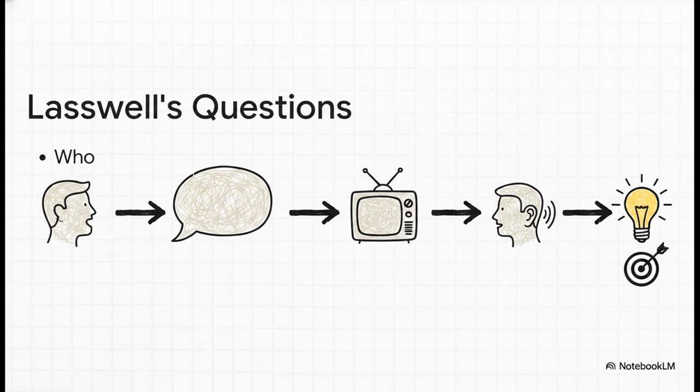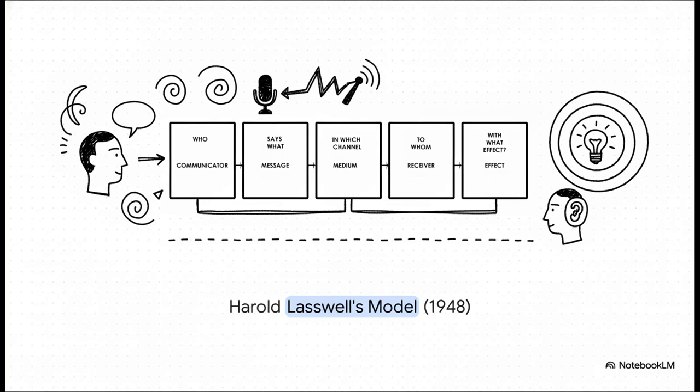Just answer 5 key questions. Who is speaking? What are they saying? What channel are they using? Who are they talking to? And finally, with what effect? What's really interesting about Lasswell's approach is how he laid out these questions as a tangible step-by-step framework. You start with the communicator, translating to the message, passing through the medium, reaching the receiver, and culminating in the effect.